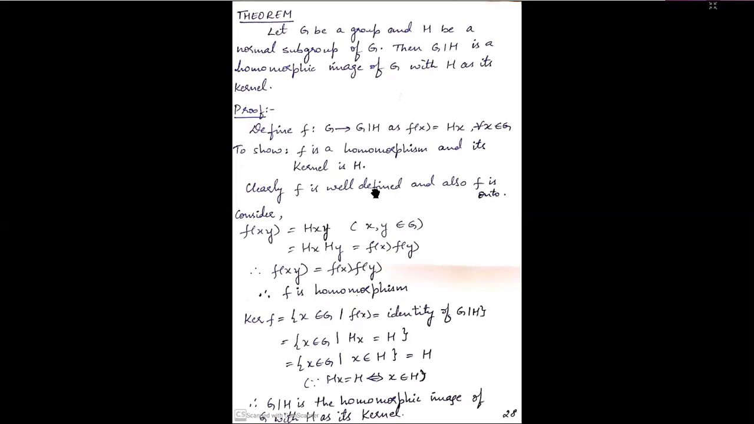So we need to find out what is a kernel now. The kernel of f is equal to {x belonging to G such that f(x) is the identity of G/H}. The definition of kernel says all those elements of G which are mapped to the identity of G/H. So this is equal to {x belonging to G such that f(x) = hx}, and the identity of G/H is nothing but H. Therefore, we have {x belonging to G such that hx = H}, which means x belongs to H. So the kernel of f is equal to H. Therefore, G/H is the homomorphic image of G with H as its kernel.